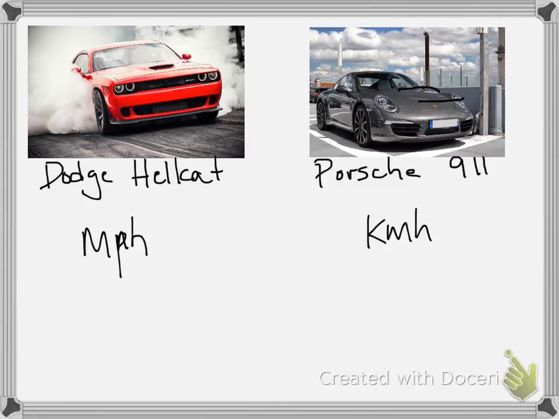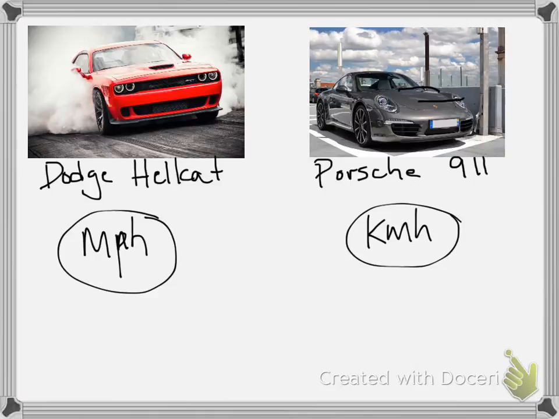We could compare the speeds of these vehicles and say which one was faster, but first we would have to pick one of these units. I could pick miles per hour and convert the Porsche's speed to miles per hour. Or I could pick kilometers per hour and convert the Dodge's speed. But we would have to be looking at the same unit. That's a little bit like what we're going to do when we need to compare fractions or decimals or percents.